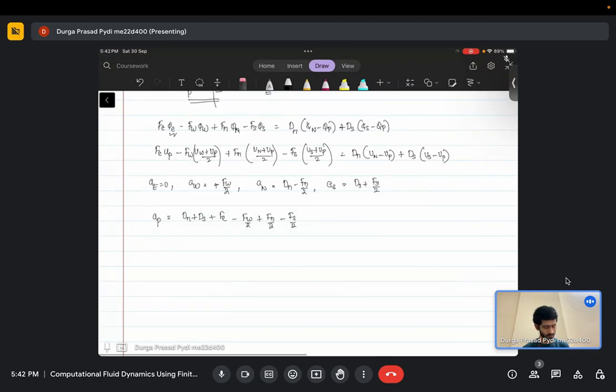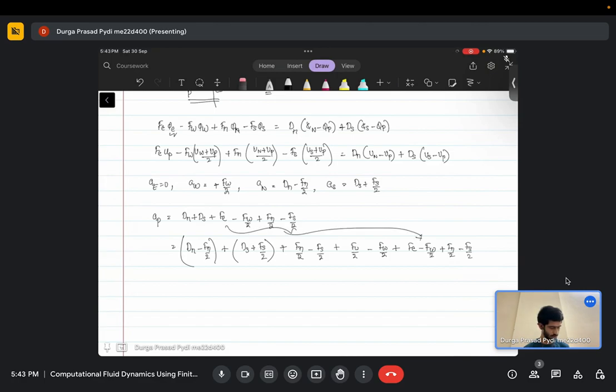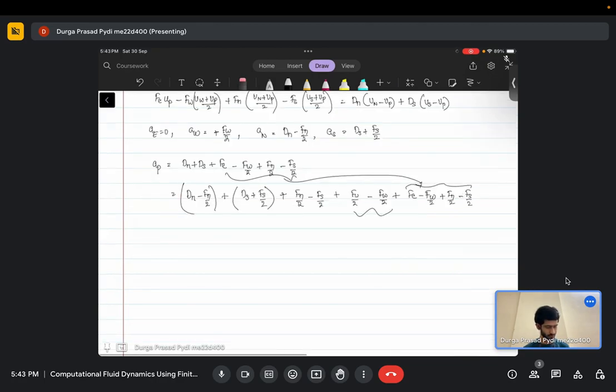If we group these terms again to write in the form of sigma A and B, we have dn minus fn by 2 plus ds plus fs by 2. Since I have made some changes here, just to compensate for them, minus fs by 2. Then I have a west coefficient of fw by 2 that I have added, and then I will subtract that, and also have fe minus fw by 2 plus fn by 2 minus fs by 2. So I am just taking this here, just to compensate these terms.